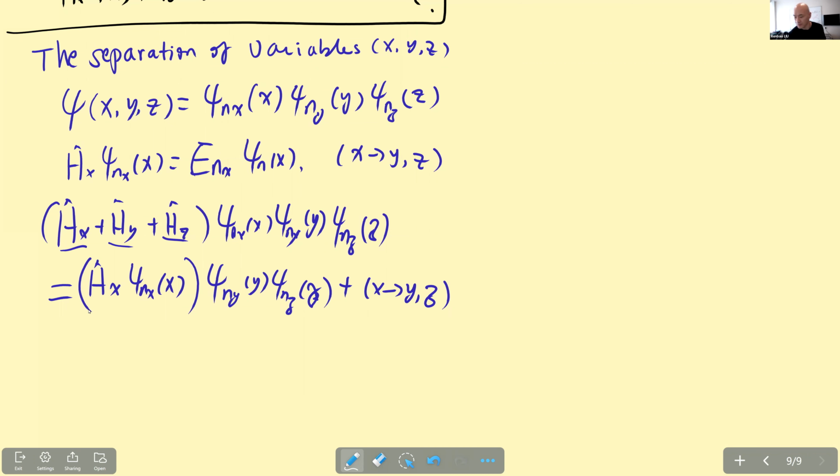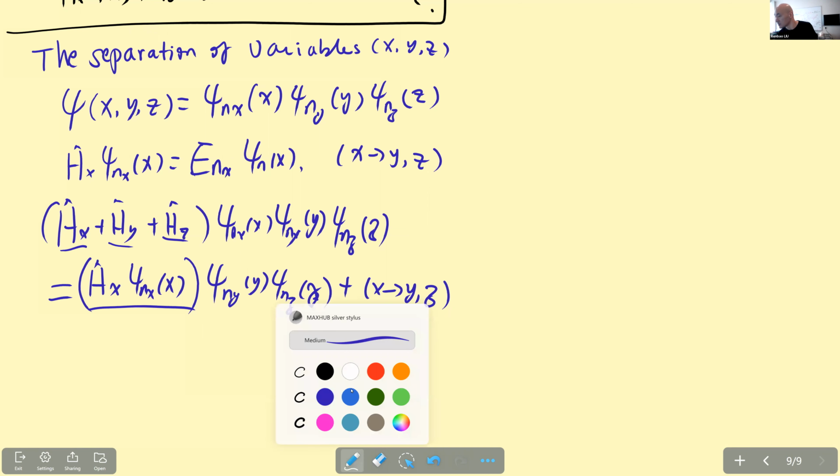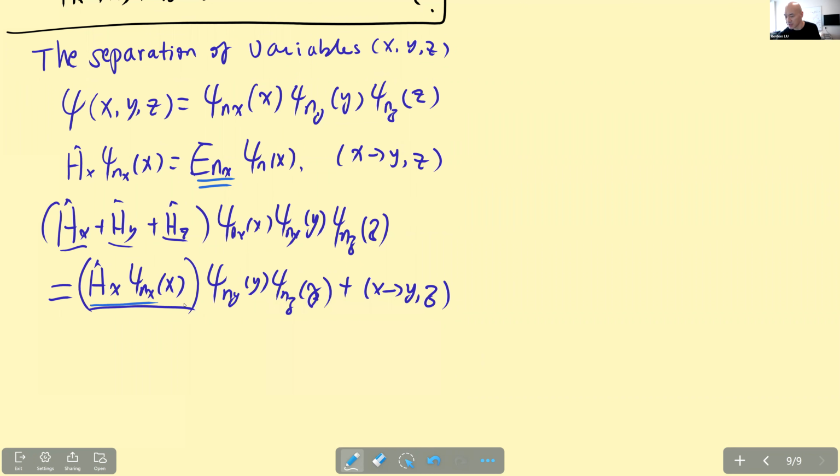So now using this, you just replace this with E_nx times this one, and the same thing for the other terms, right? So that will equal, very easy, E_nx times ψ_nx.